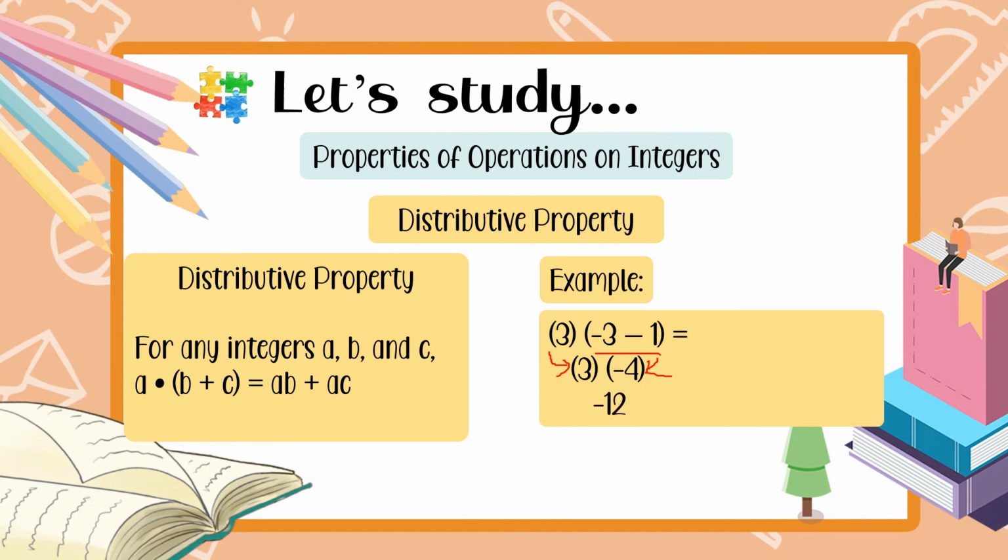Now, let us try to distribute 3 inside the parenthesis. Ayan, so i-distribute natin. So, we will have 3 times negative 3 minus 3 times 1. So, 3 times negative 3, we have negative 9, minus 3 times 1 is 3. Then, copy, change. Negative 9 minus 3, we will also have negative 12. Okay? So, pareho lang ang lalabas na sagot.